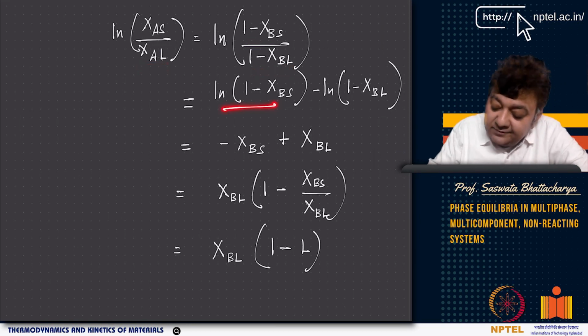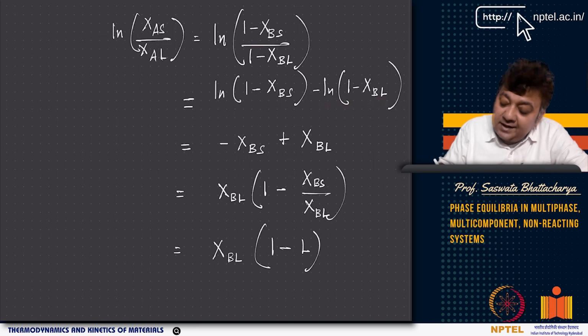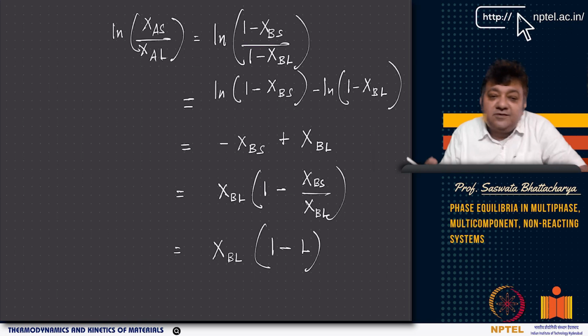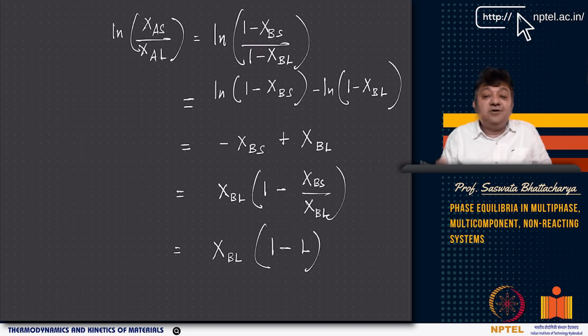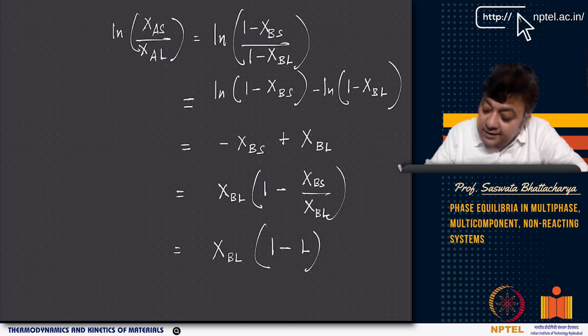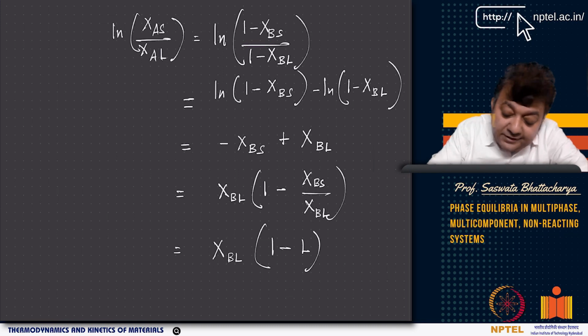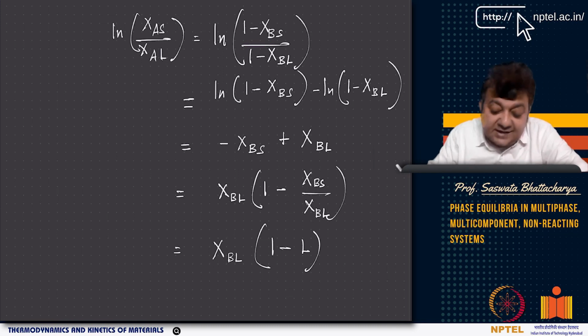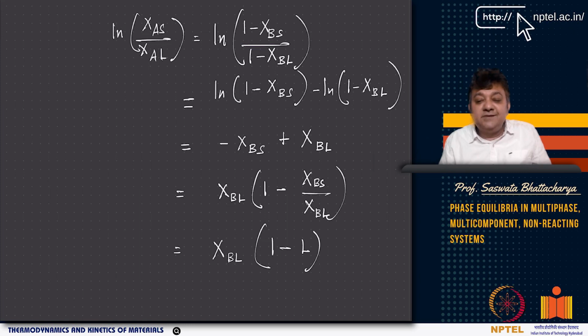Now this is ln(1 minus XBS) minus ln(1 minus XBL). If you think of this as a very dilute solution, an ideal dilute solution where the amount of B is very small, then ln(1 minus XBS) can be written as minus XBS, and this can be written as minus XBL. However, there is a minus sign ahead, so it becomes plus XBL. So this becomes XBL times (1 minus XBS by XBL).